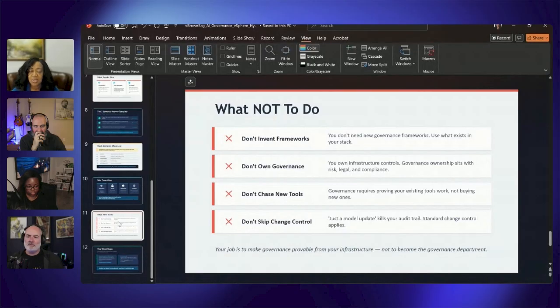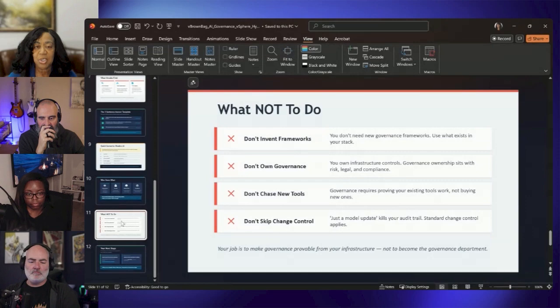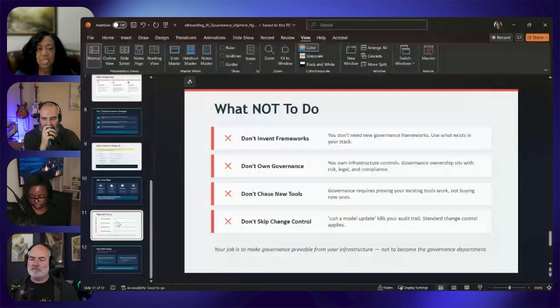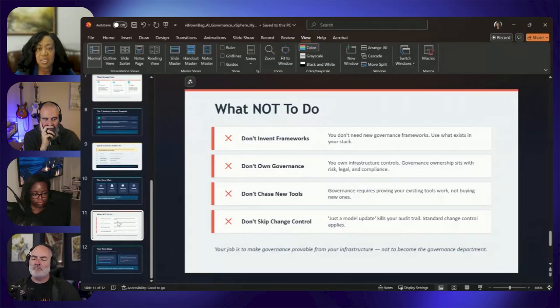You don't own governance, as we said before. When it comes to ownership, you own the infrastructure controls. Governance ownership should sit with legal and compliance because they need to understand the risk profile. They need to understand when they have to notify customers, corporate clients, or government agencies about actual breaches, privacy or data issues, or even an algorithm doing something that's not intended. Governance is not a tool, so don't go out chasing new tools. It's about using your existing tools to prove what you are doing to mitigate a lot of the risk around AI workloads.